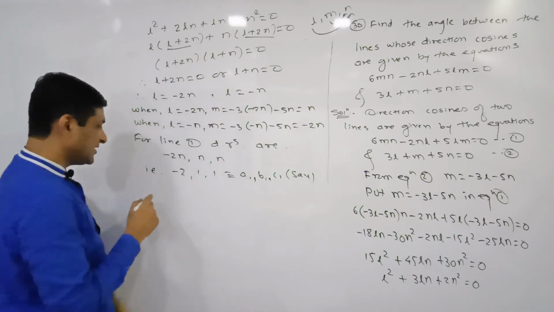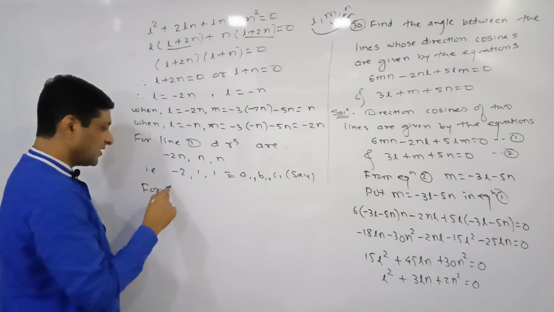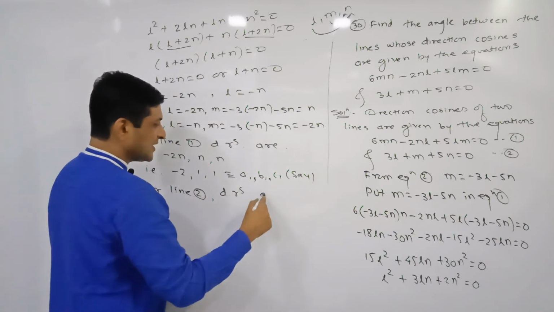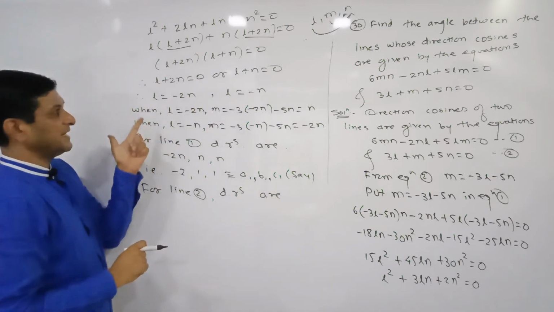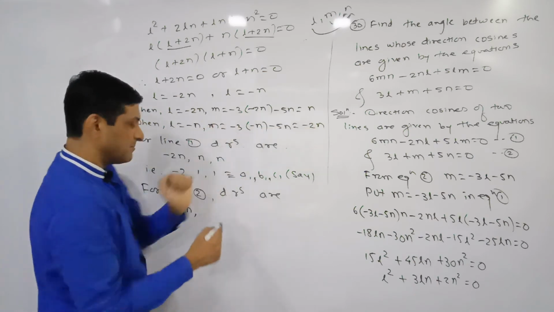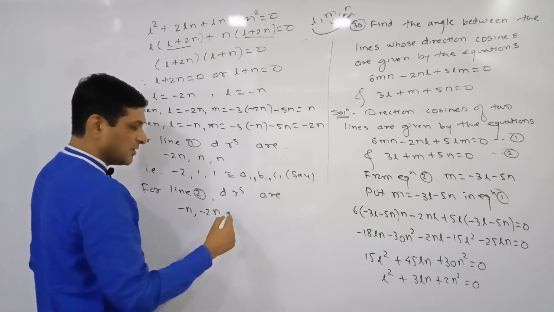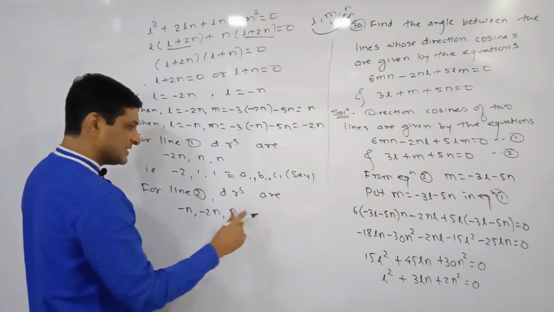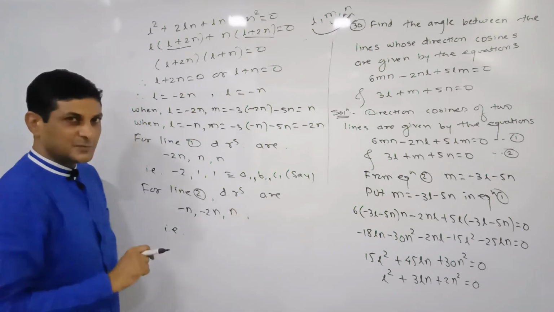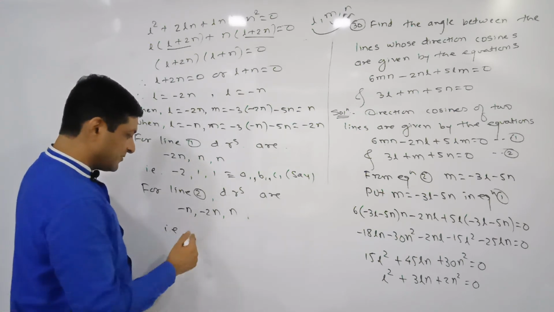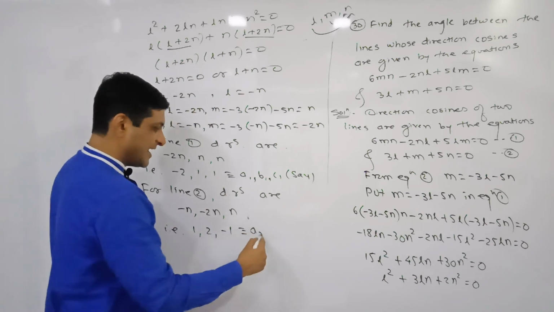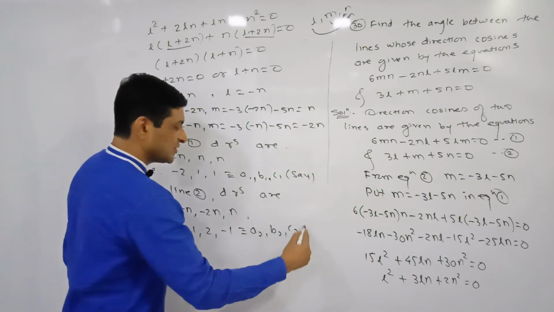Now we are finding the direction ratios of the second line. So for the second line, the direction ratios are: what is the value of L? Minus n. What is the value of m? Minus 2n, and the value of n will be n. Let us simplify it. Divide all the terms by minus n, so here we will get 1, here we will get 2, and here we will get minus 1. Denote it by A2, B2, C2.